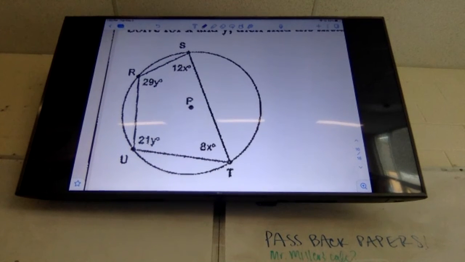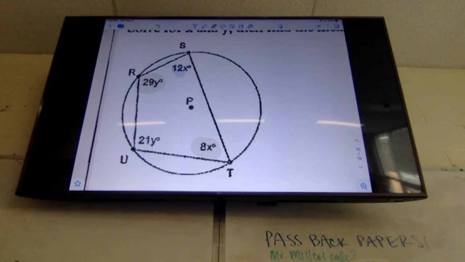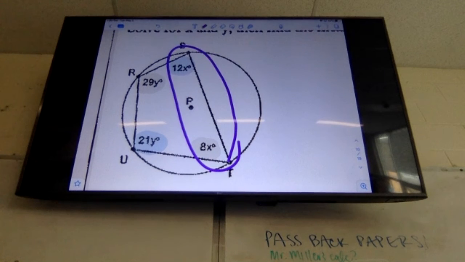What things are supplementary? R and T, good. And then U and S. Now the things that I just highlighted in the same color don't have the same variable. Do we know anything about how 12x and 8x are related? They are, but do we have a rule about those in circles?